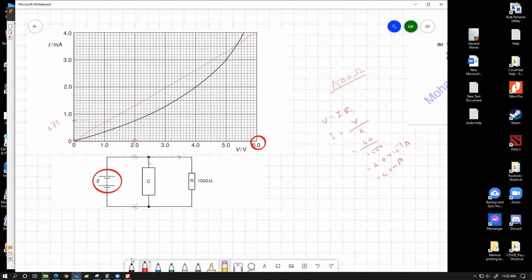Hold up. We are not trying to calculate the voltage for 2 milliampere current. We are trying to calculate the current for 2 volt. This one is 2.0 volt. We are given this value. So what we are trying to do is find the intersection on the y-axis for the 2.0 volt value.